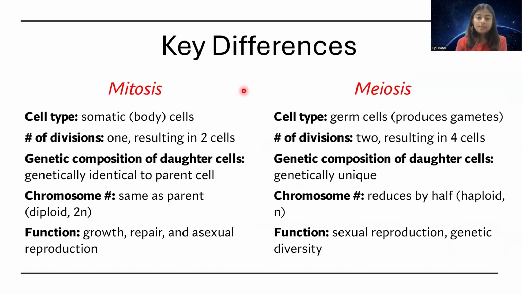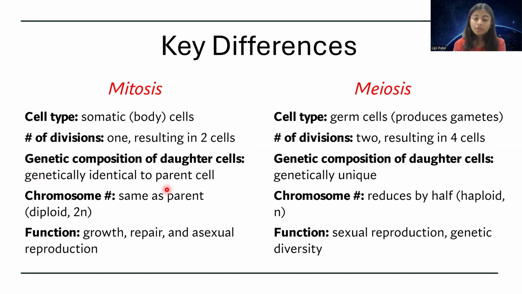Here are the key differences between mitosis and meiosis. First is the cell type. Mitosis occurs in somatic cells or body cells, and meiosis occurs in germ cells or reproductive cells, which is gametes. The number of divisions is just 1 in mitosis, resulting in 2 cells, and the number of divisions in meiosis is 2, 1 and 2, resulting in 4 cells.